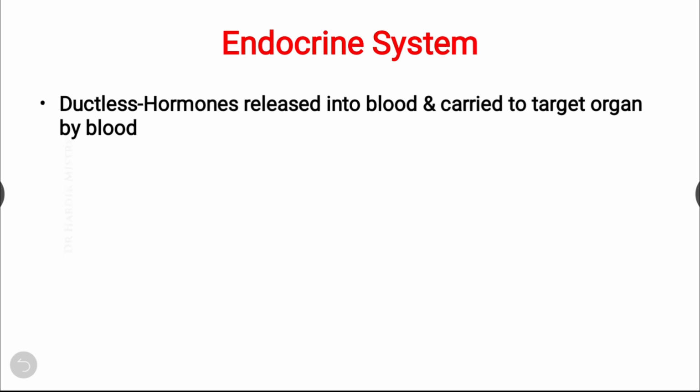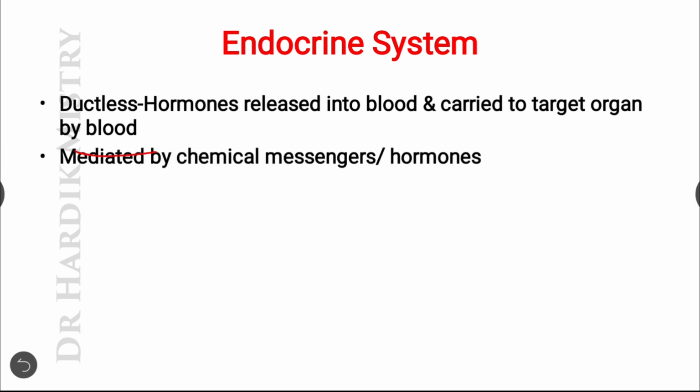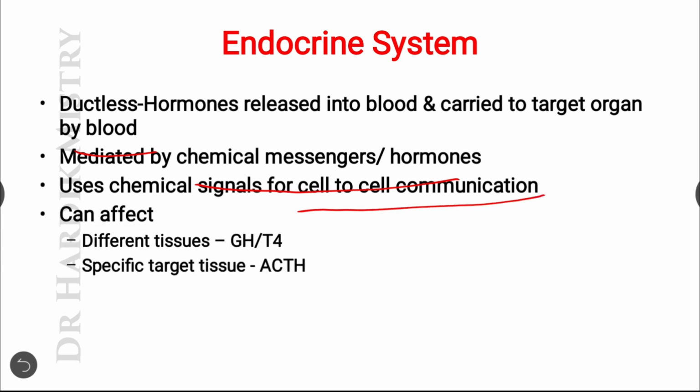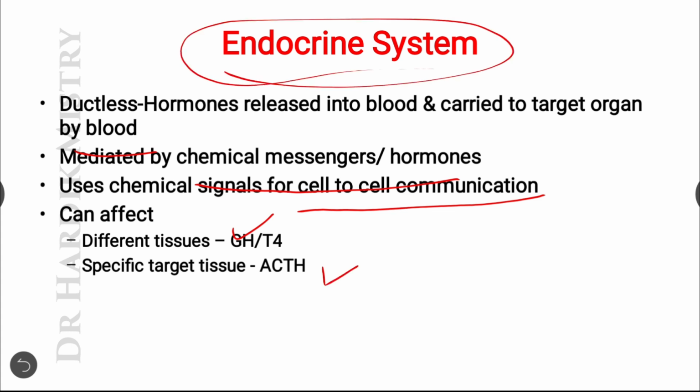The endocrine system consists of ductless glands whose hormones are released into the blood and carried to the target organs by the blood. It is mediated by chemical messengers which are called hormones. It uses chemical signals for cell to cell communication and can affect different tissues, via growth hormone and T4 thyroid hormone, and specific target tissues, via ACTH, adrenocorticotropic hormone. So that is the basics about the endocrine system.